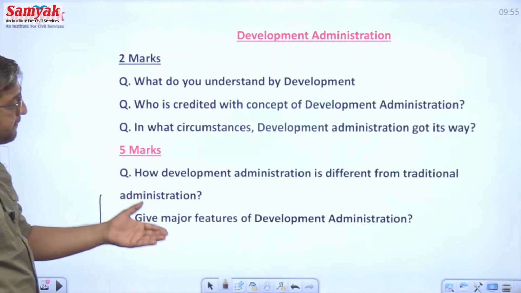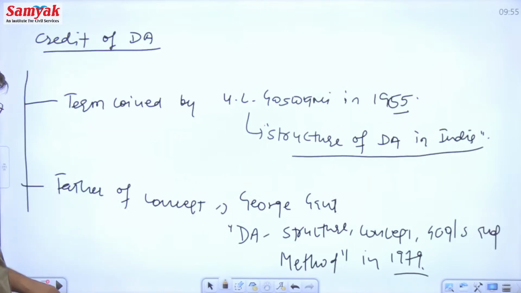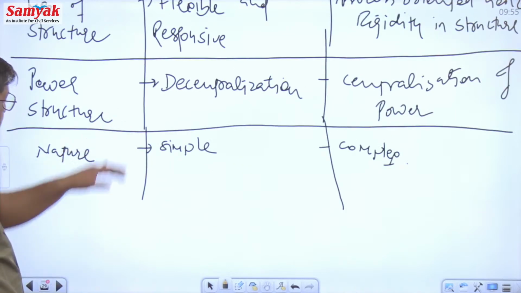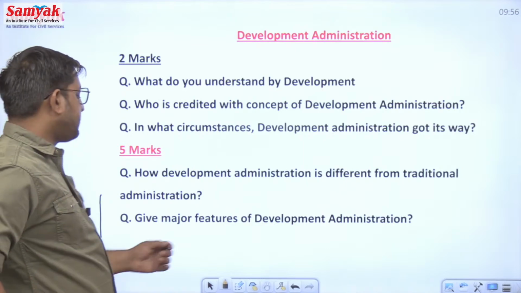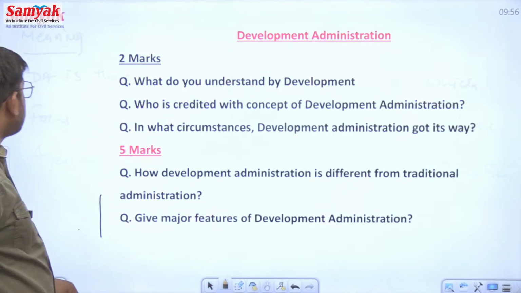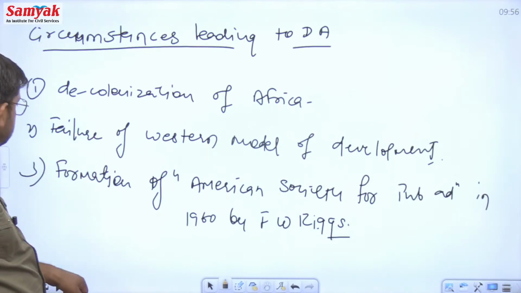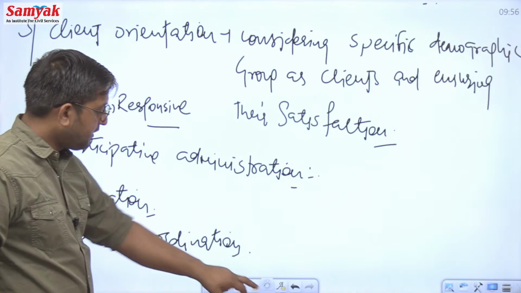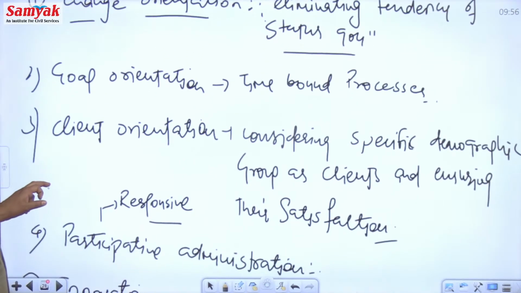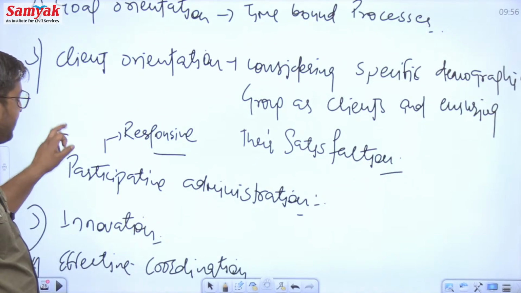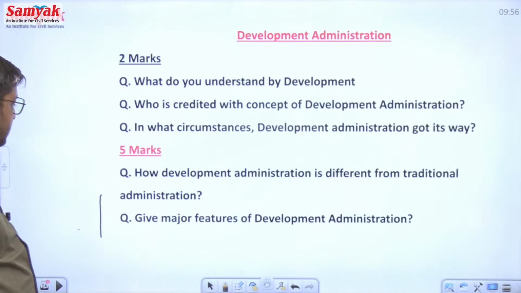5 marker: how development administration is different from traditional administration. We gave the difference in tabular form on the basis of various parameters. So you need to just make that table. Similarly, the next question is to give major features of development administration. This value orientation, change orientation, we have already mentioned all the features. One is change orientation, one is goal orientation. Similarly, client orientation, participative administration, innovation and effective coordination. All these features we have discussed in detail.